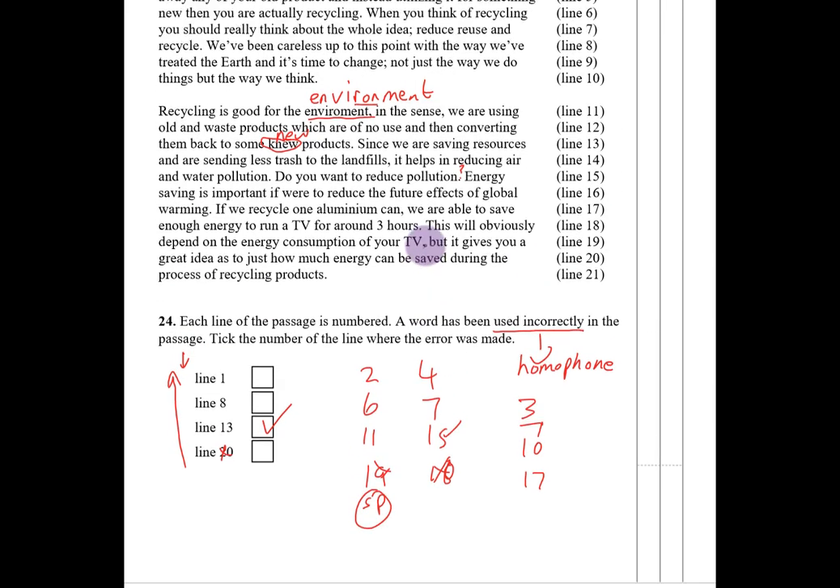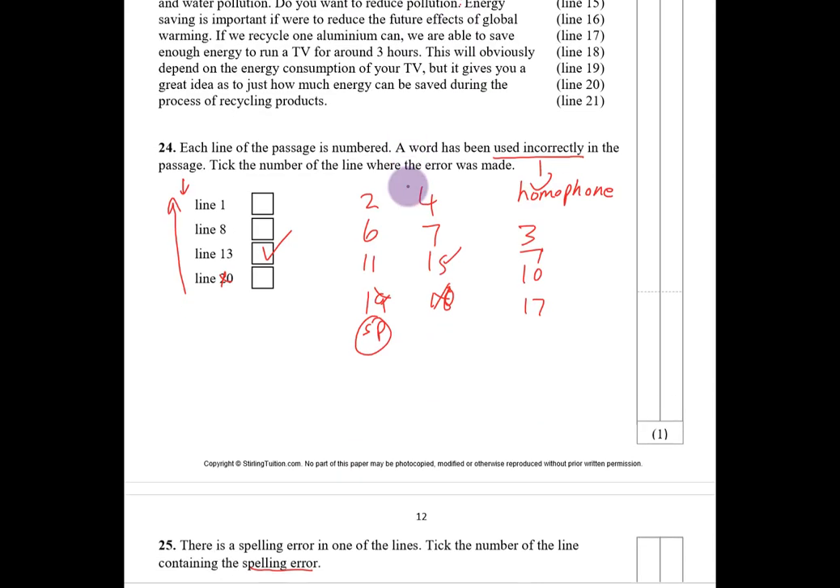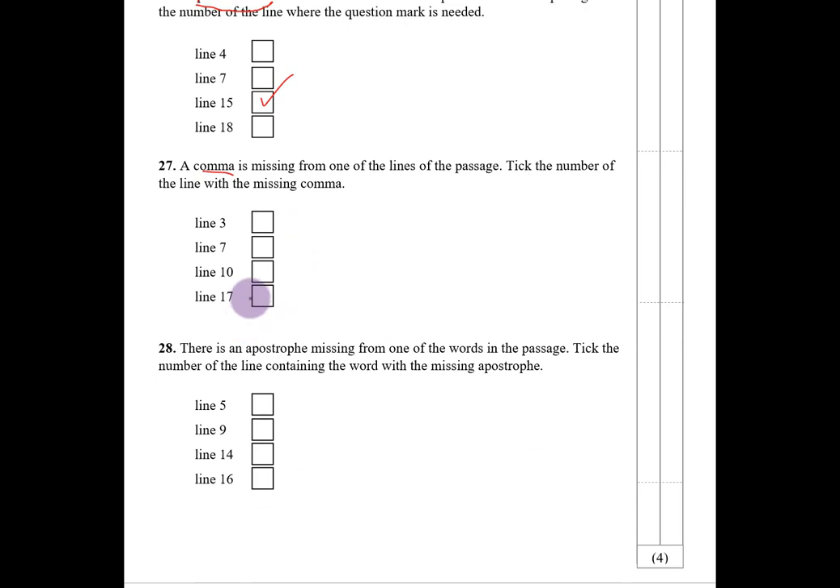Again, start from the bottom and work your way up. So we'll start with 17. With commas, look at the line before and after. If we recycle 1 can, we're able to save, nope, there's nothing in there. So let's look at 10. Not just things we do, but the way we think. Nope, 10 is fine, so we're going up to 7. When you think of recycling, you should really think about the whole idea. Reduce, and then our comma would have to go there. Reduce, reuse, recycle. That is things in our list. So we've got that, which is line 7.